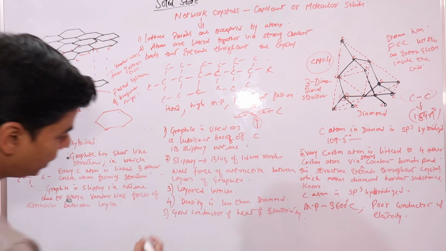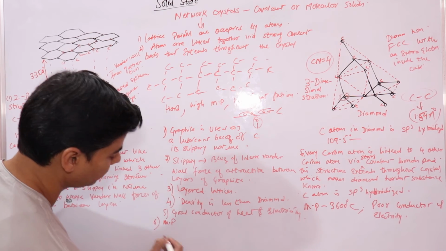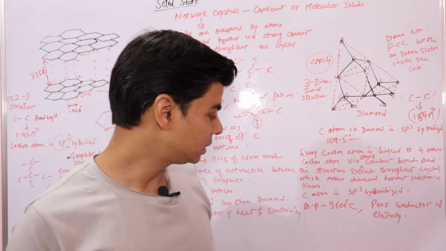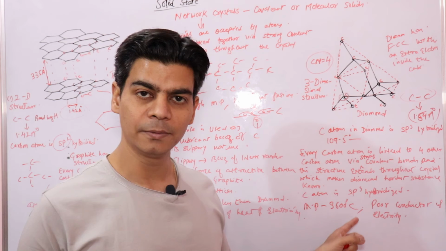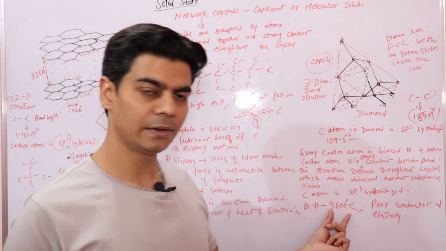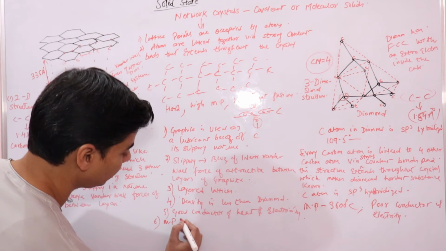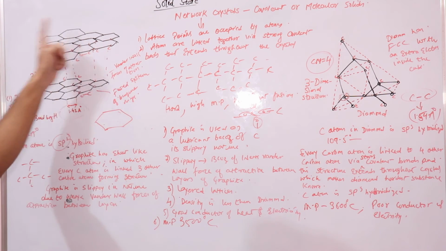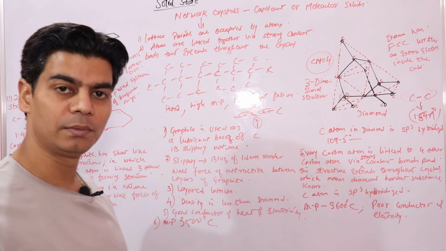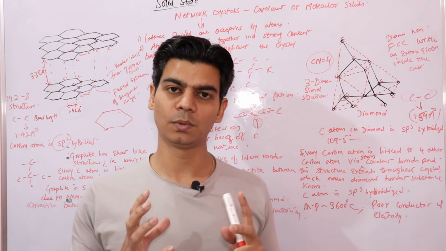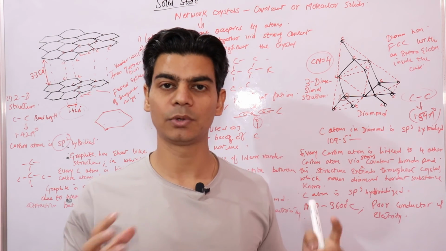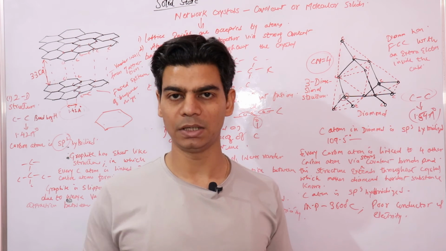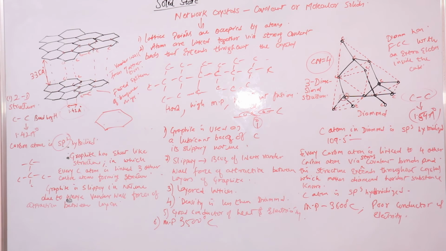And the sixth point, melting point. The melting point of graphite is high, a little less than diamond. Diamond is 3600, and the melting point of graphite is 3500. We know that graphite also consists of strong carbon-carbon covalent bonds. So every layer has a network of carbon-carbon covalent bonds, due to which it has a high melting point, which is 3500 degrees Celsius. So this is it.